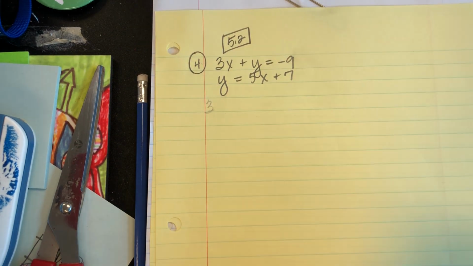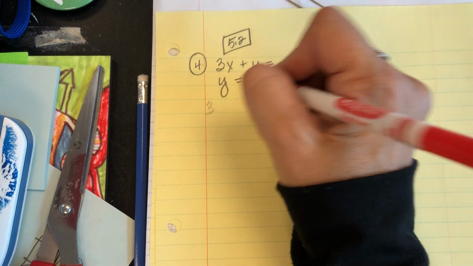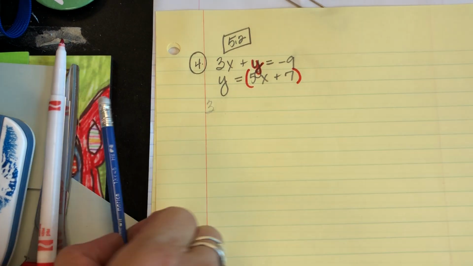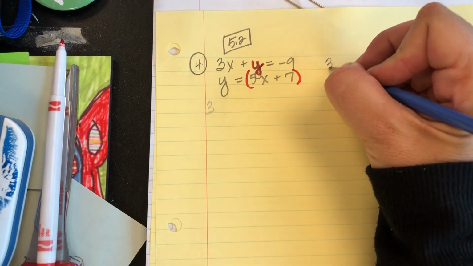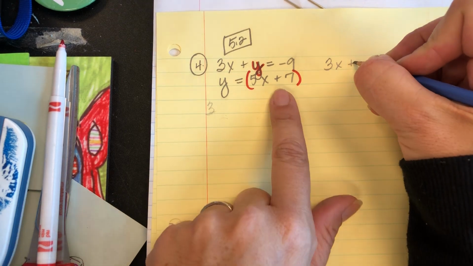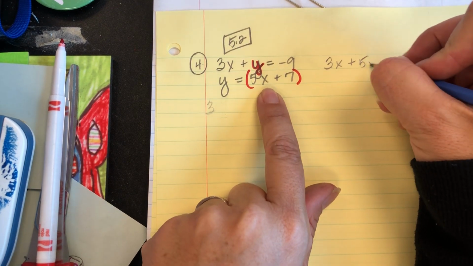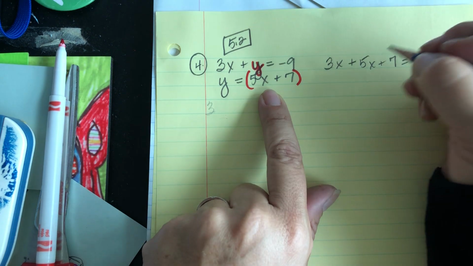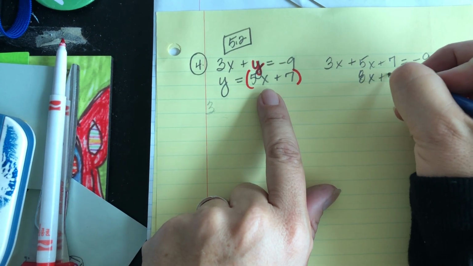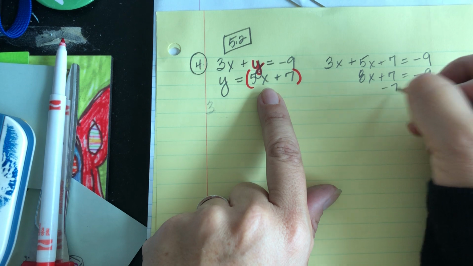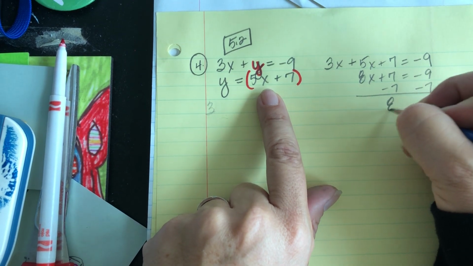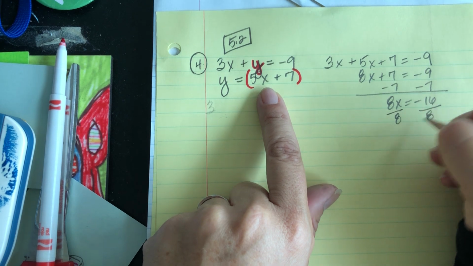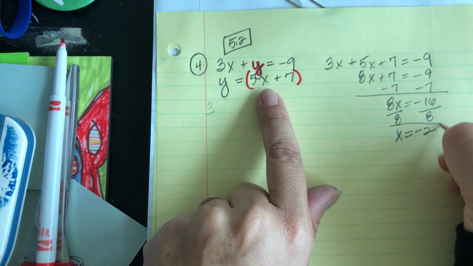In number 4, we're in a substitution situation. Y can be replaced with this 5x plus 7. So I'm gonna say 3x plus, instead of y, I'm putting 5x plus 7 equals negative 9. Then 8x plus 7 equals negative 9. When I subtract 7 from both sides, 8x is equal to negative 16. When I divide by 8, x is equal to negative 2.